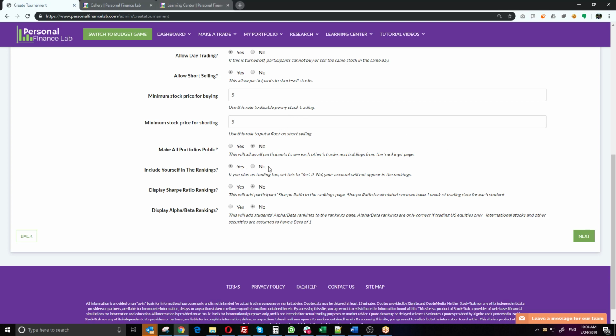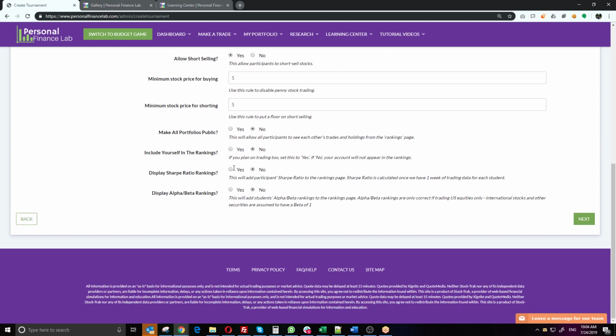Then there's whether the teacher wants to be in the rankings themselves. Typically, the teachers who include themselves in the rankings and trade along with the students see about a 30 to 40% increase in the class engagement, because it becomes an element of competition trying to beat the teacher. Some teachers don't want to bother doing that, and that's perfectly fine, and they just want to leave themselves out of the rankings, so you have the option of doing that. In either case, the teacher can place trades and show how it works for the students.